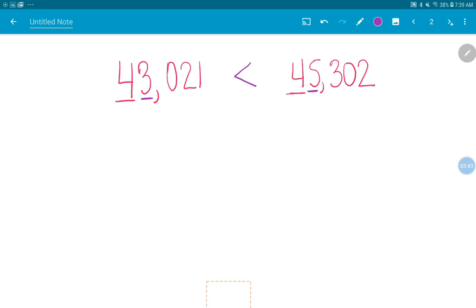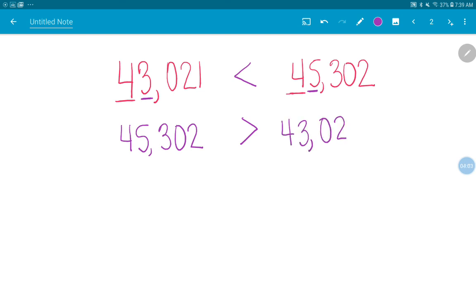So I would read this: 43,021 is less than 45,302. Or remember, we could also write it as 45,302 is greater than 43,021. Both of those representations are correct. Let's try another one.